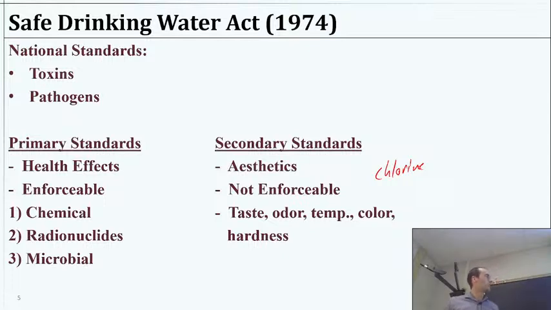Okay, so then typically we have some enforcement mechanisms for our primary standards, no real enforcement for secondary, just kind of best practices. And for these primary ones, the toxins we can kind of subcategorize into chemical and radionuclides, and then of course microbial for the pathogens.